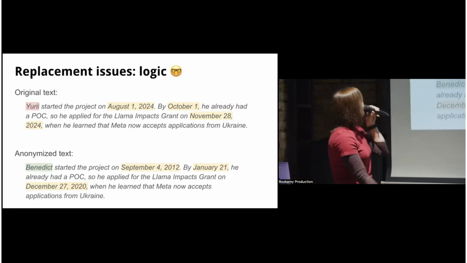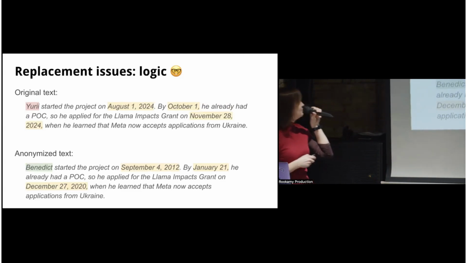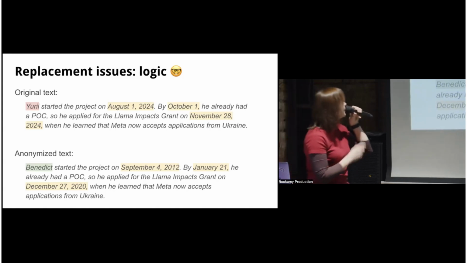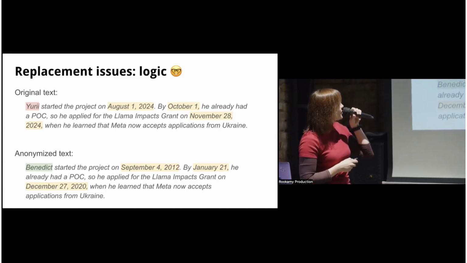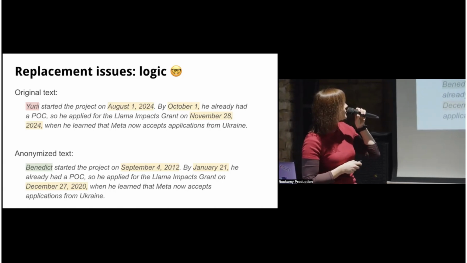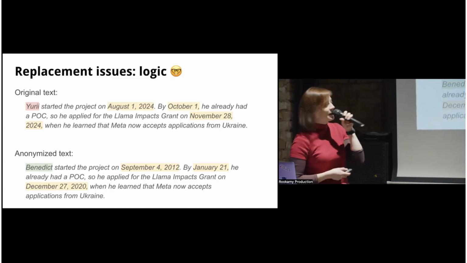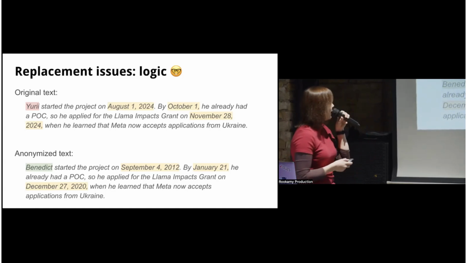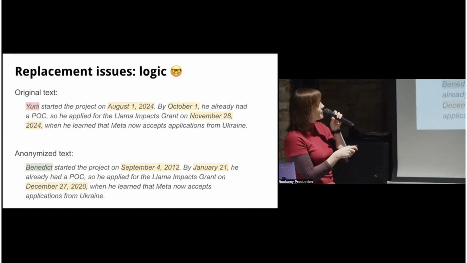Logic. So say we have this kind of text, Yuri. I don't know if Yuri is here. This is a specific Yuri, who started the project on August 1st, 2024. By October 1st, he already had a POC, proof of concept. So he applied for the Llama Impact Grant on November 28th, when he learned that Meta now accepts applications from Ukraine. And here you have a timeline, right? So something started in August, then October, then November of the same year.